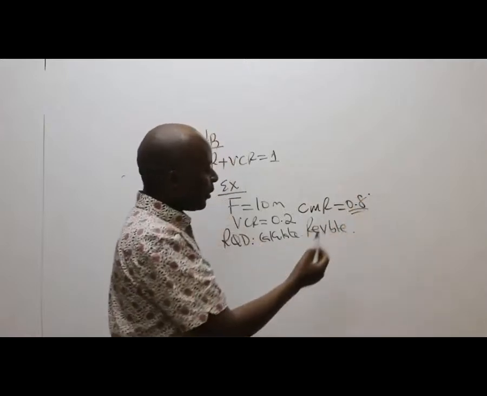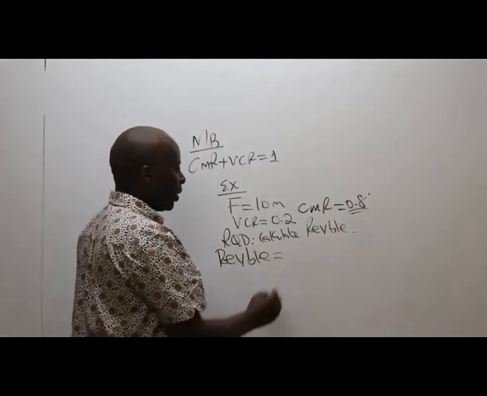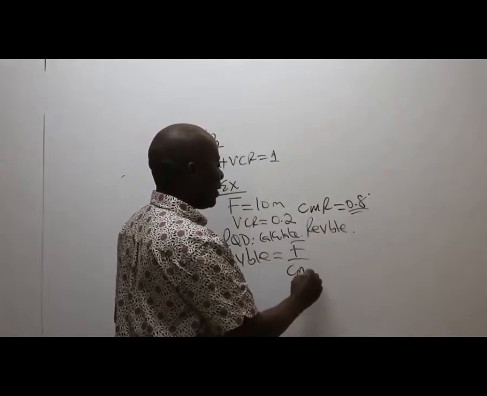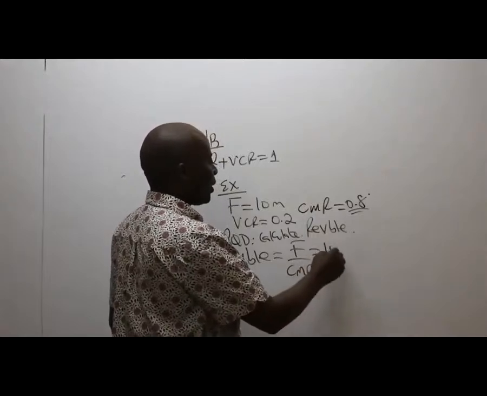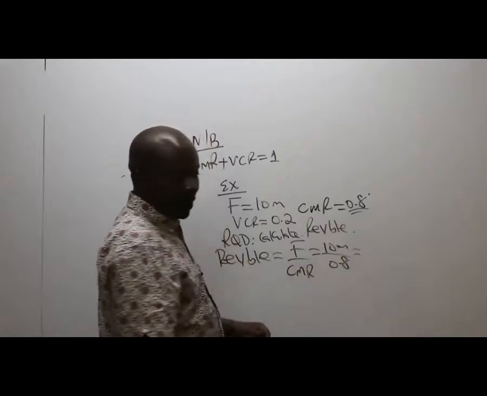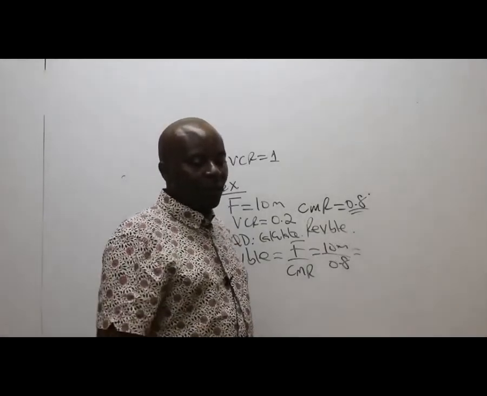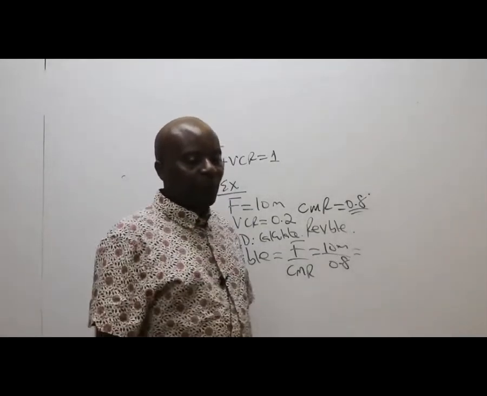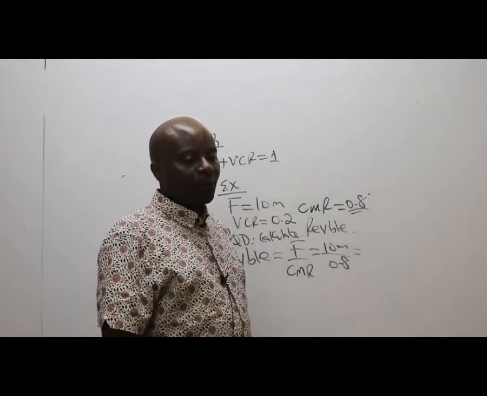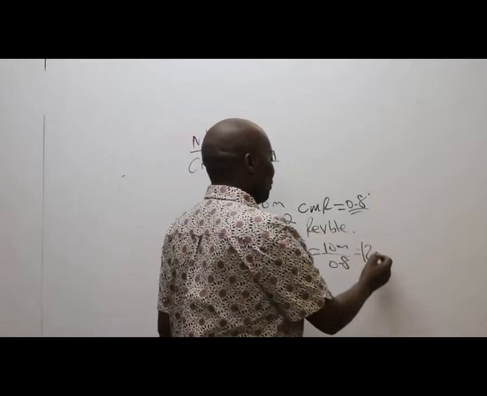Once I have this, then I'm at home, because what I'll need to do is remember the formula. Revenue break even is fixed cost over CMR. Fixed cost is 10 million over CMR of 0.8, which will end up giving us what figure at the end of the day? What is 10 million divided by 0.8? 12.5 million. Thank you very much.